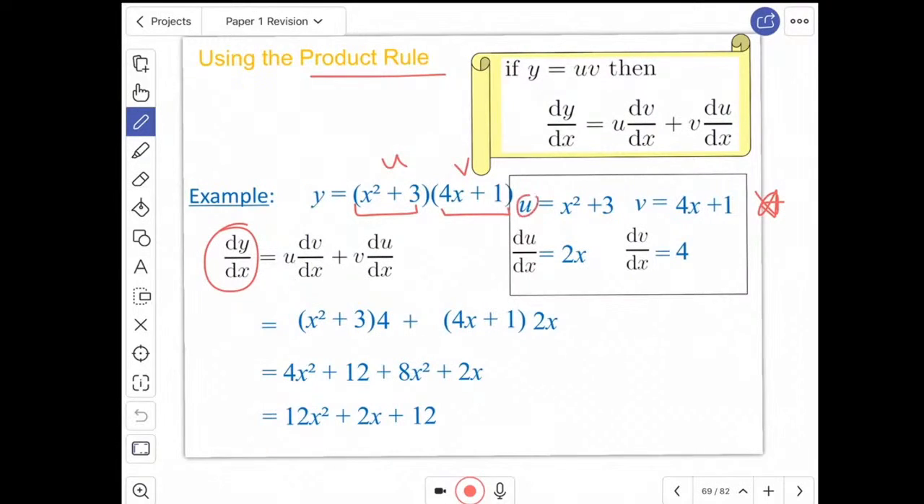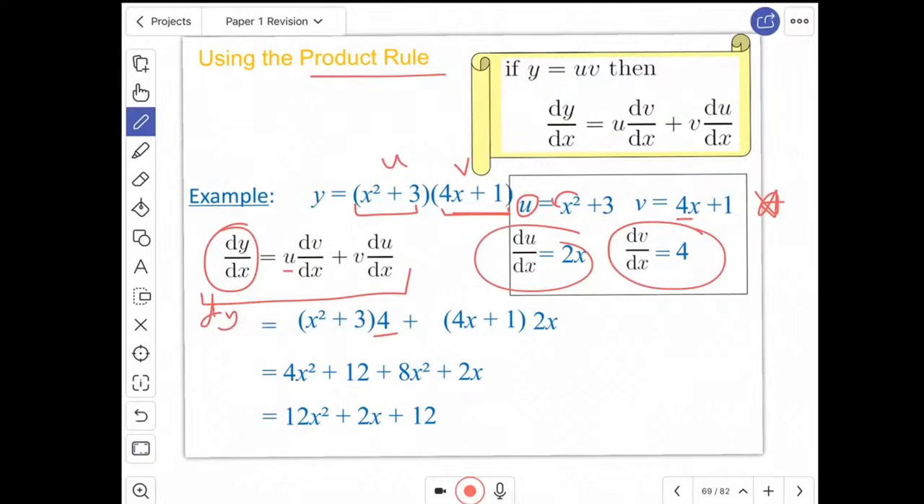So when you differentiate u, you write it as du dx. You're differentiating u with respect to x, and you get your 2 comes down, you get 2x. You then differentiate v, so it's dv dx, and you get 4. Then you go to your lovely formula and you just fill it in. So u was x squared minus 3, dv dx was 4, v is obviously 4x plus 1, and du dx was 2x. Pop them all in, multiply them out. We should really have dy dx written the whole way down here. So dy dx is equal to that. Okay, so that's your product rule.